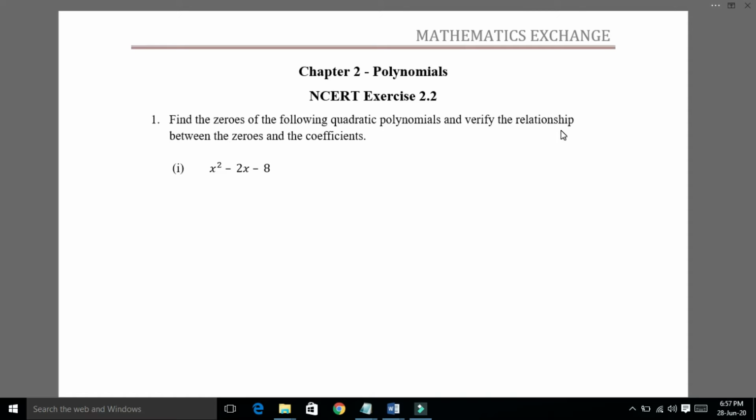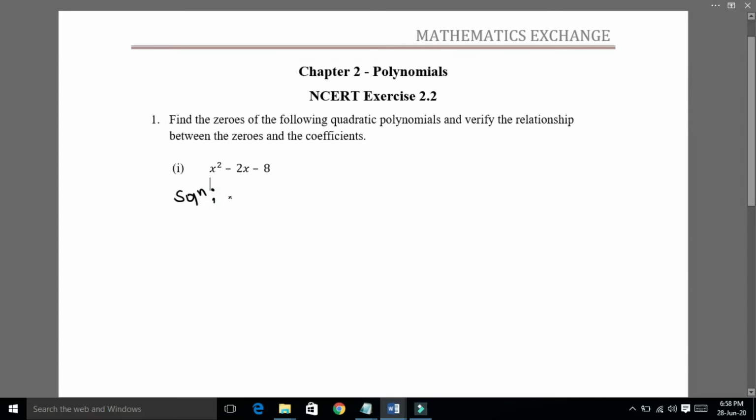First question is, find the zeros of the following quadratic polynomials and verify the relationship between the zeros and the coefficient. So first we have to find out the factors, that means the zeros of the polynomial, and after finding out these zeros we have to verify the relationship by using the formulas that we have seen in previous video. So first quadratic polynomial is x square minus 2x minus 8.